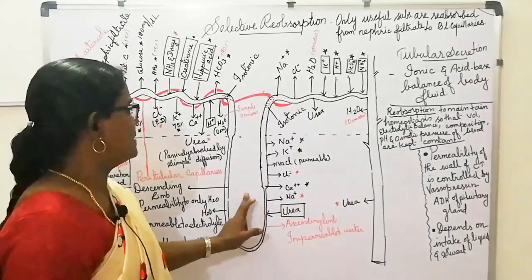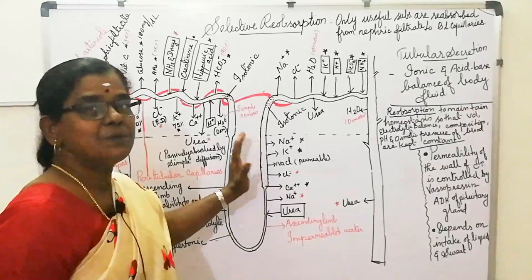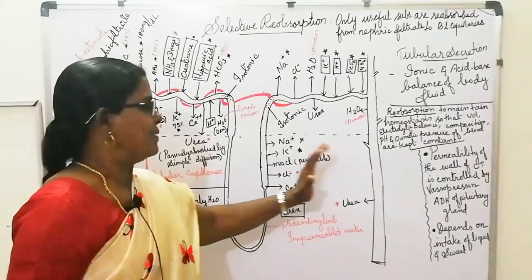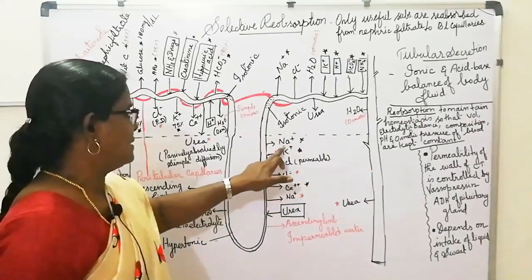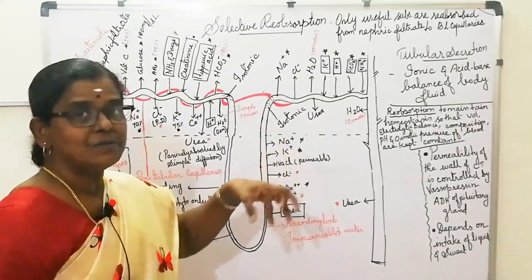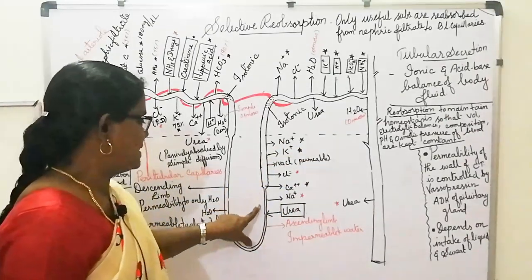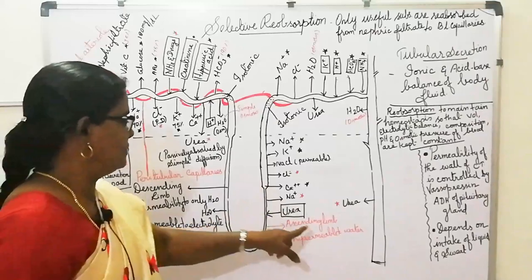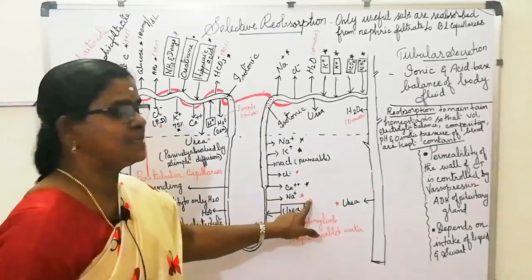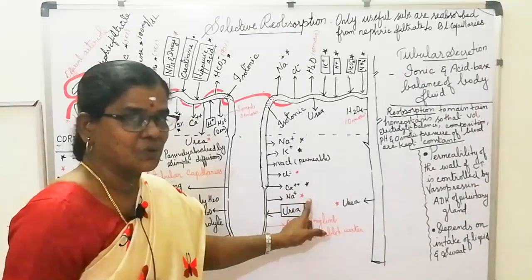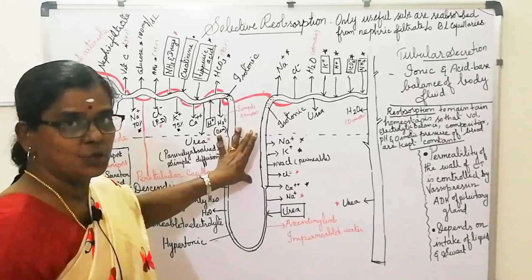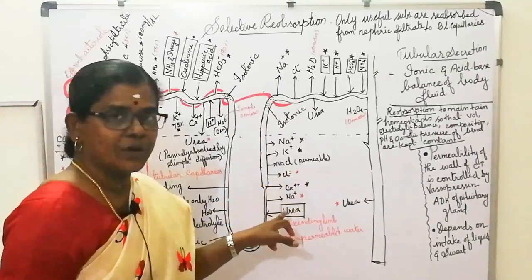Then when it is passing through the ascending limb, the ascending limb is impermeable to water, but here electrolytes are reabsorbed. So if you see here, sodium ion, potassium ion, and calcium ion are reabsorbed by active transport. Here you see, this is the thin segment of the ascending limb. In this thin segment, sodium is reabsorbed by the diffusion process. And this thick segment of the Henle loop is permeable to sodium chloride.